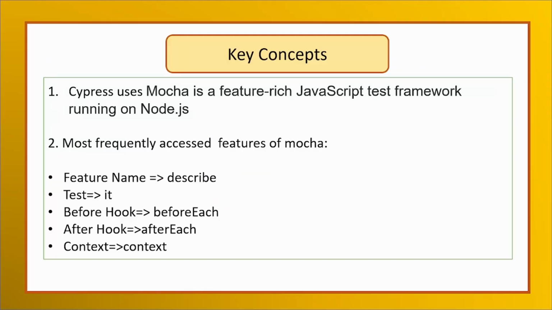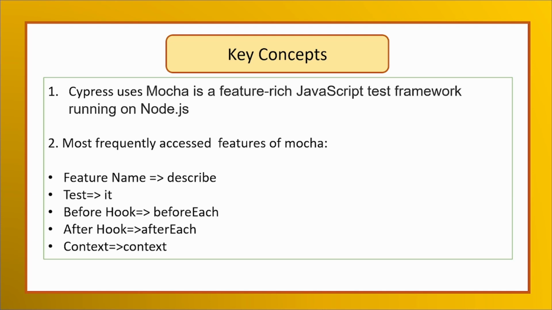Let's begin. Cypress works on JavaScript, and for test automation it uses the framework called Mocha, which is based on Node.js. Now in Mocha, there are certain keywords which we will be using most frequently to write our test scripts. The first one is describe. Describe is similar to the feature name and is used to provide a name to the feature. Then tests are written by using the keyword it.